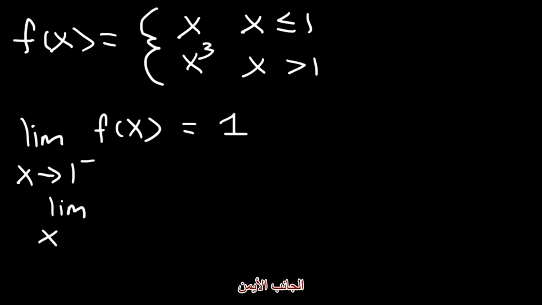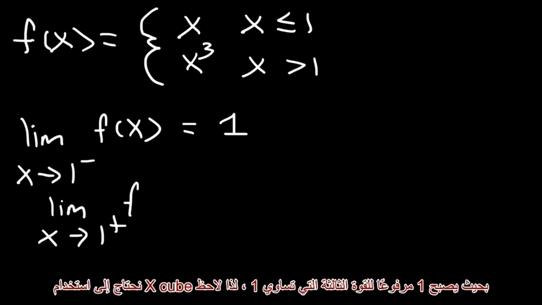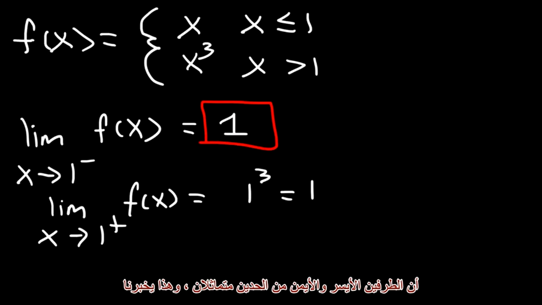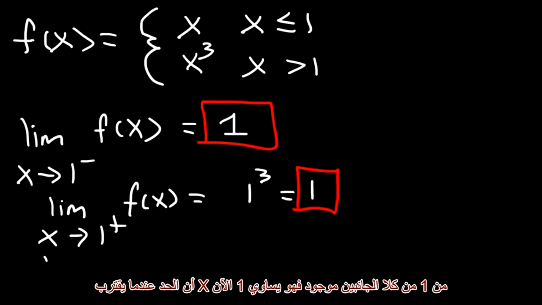And then for the right side, we need to use x cubed. So that's going to be 1 to the third power, which is 1. So notice that the left side and the right side limits, they're the same. So that tells us that the limit as x approaches 1 from either side exists.